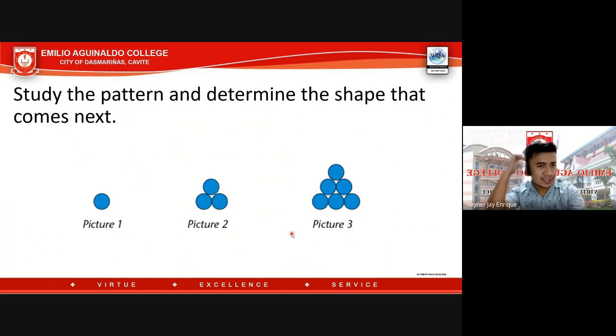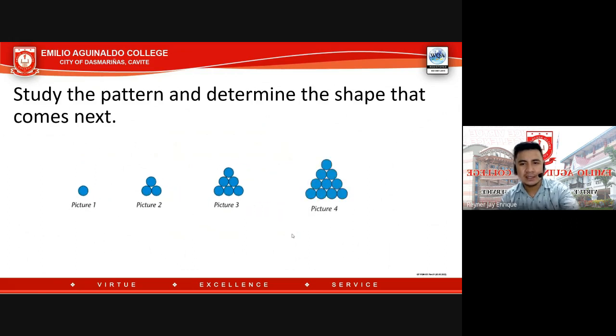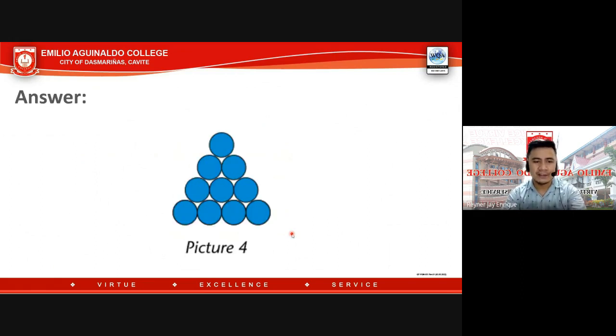Next one, study the pattern and determine the shape that comes next. So we have here three pictures. It is forming a triangle. Probably the fourth picture will also form a triangle, but with more lines. If we count the circles, it must add four more, just like in our answer. Okay, nadagdagan na yung ating image. This will be the answer.